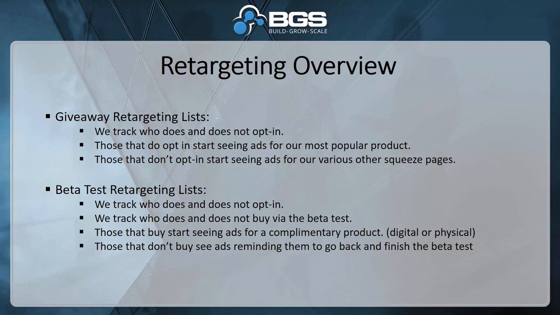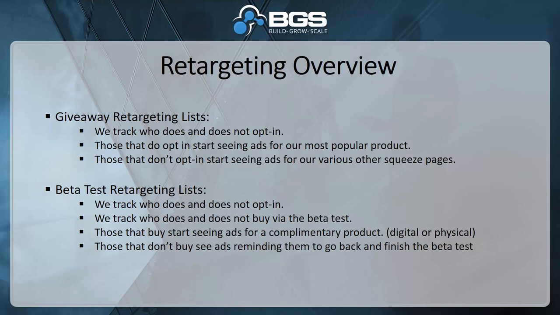For beta tests, we track who does and who does not opt in, because that's the first step. We also track who does and who does not buy via the beta test coupon. Those that buy start seeing ads for a complementary product, whether it's digital or physical, because they bought the beta test. So it's like, hey, you bought this cool flashlight. Would you check out these awesome rechargeable batteries that we also sell? Or you bought this pocket knife. Check out this bigger knife that we sell.